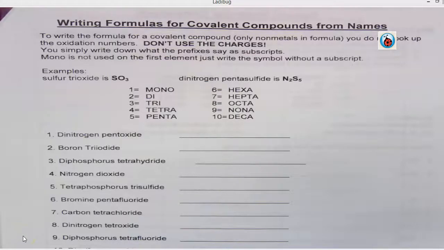Okay, this is writing formulas for covalent compounds from names. Okay, let's read the directions together.